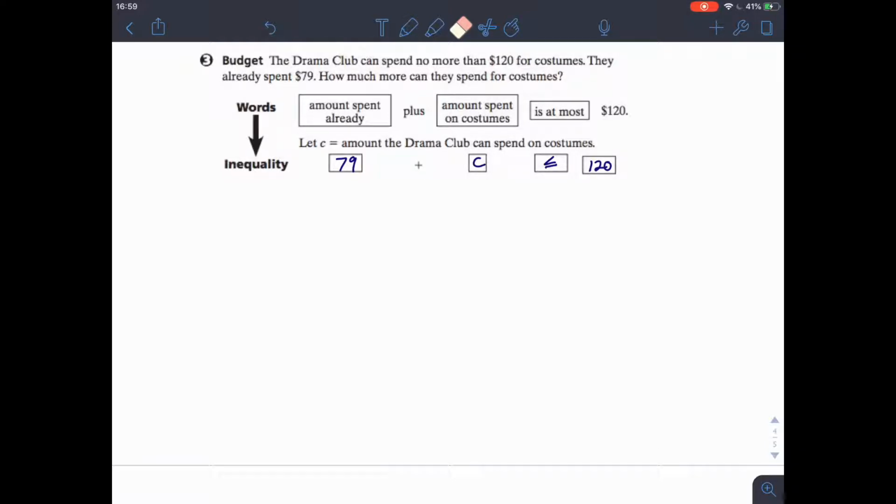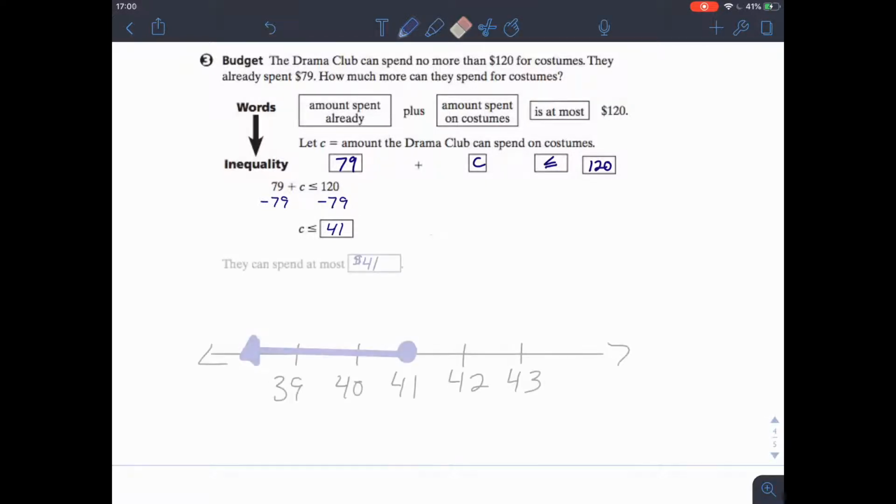Because we have a positive 79 being joined with C, we can undo that positive 79 by taking away 79 from both sides of our inequality. When we do this, we are left with C is less than or equal to 41. In order to graph the solution on our number line, we would have to put a closed dot at 41 and then draw an arrow to the left, since that's where the numbers are that are less than 41, showing that 41 and everything less than it are solutions to this inequality.